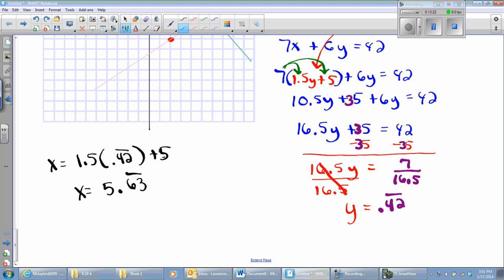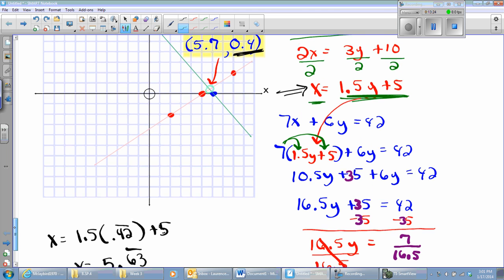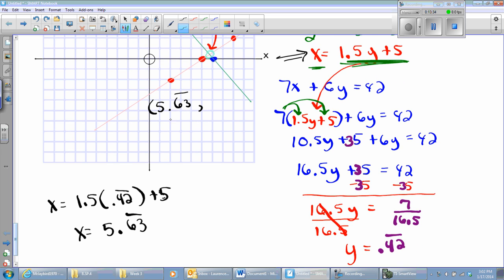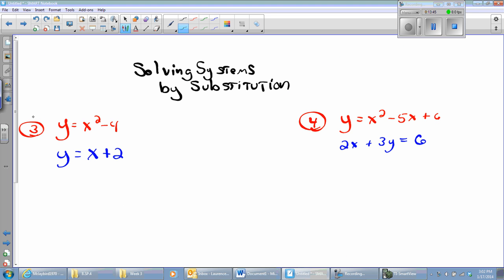Now, if you're honest, you'll admit you'd never have guessed that. And again, my estimation wasn't too bad, but it could have been worse, and I really wouldn't have any way to know if it was worse. So there's the actual place that they cross. So this method is better than just graphing because it allows us to get a specific answer.